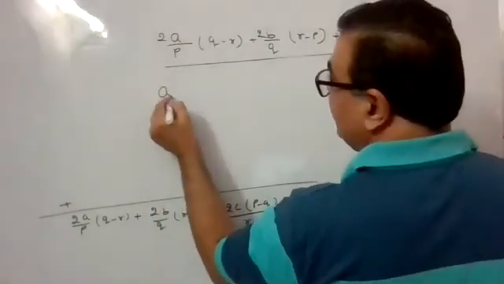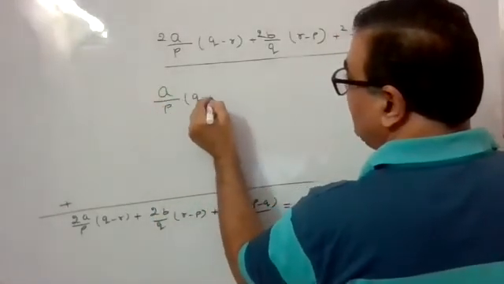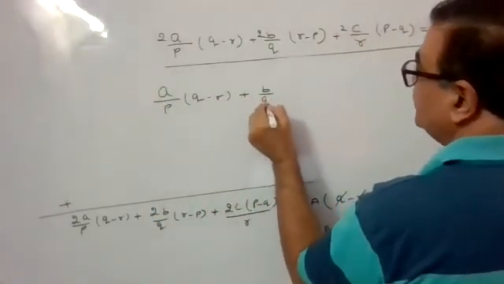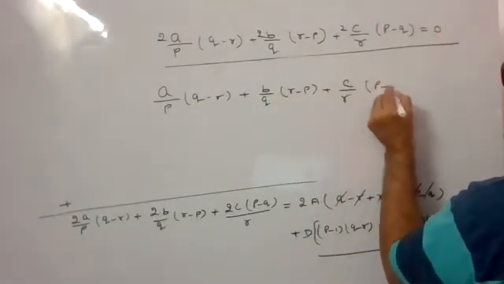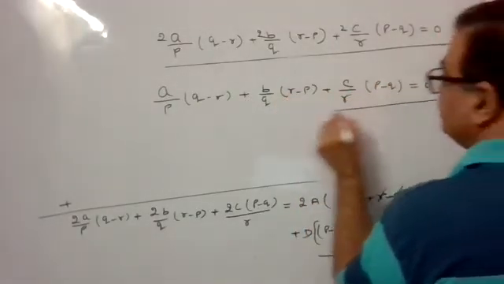Left is A by P into Q minus R, B by Q into R minus P, C by R into P minus Q is coming 0. Hence proved.